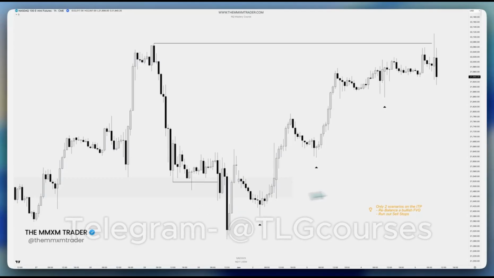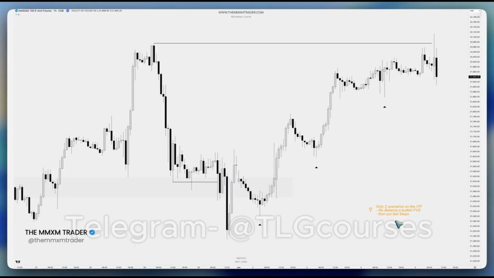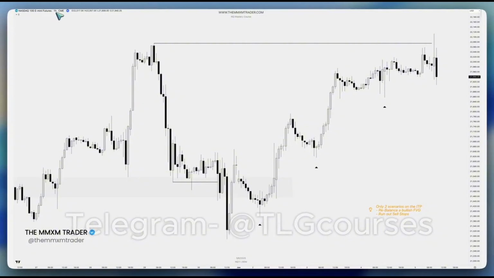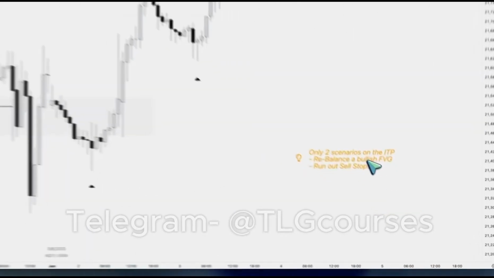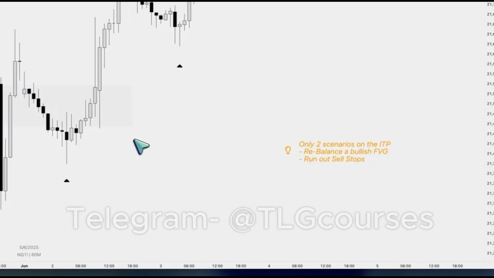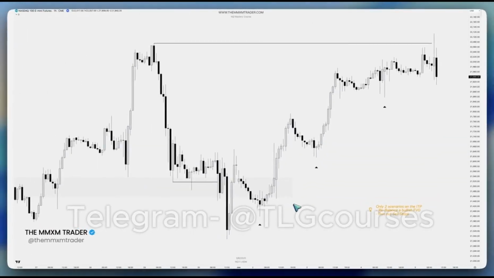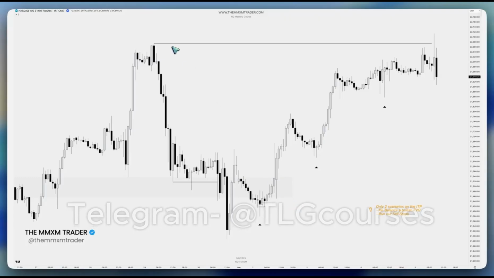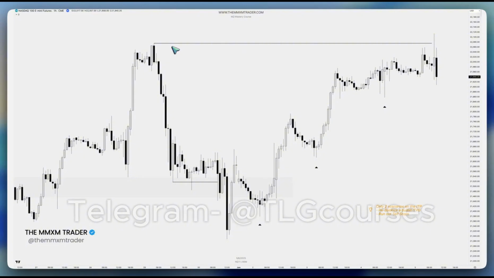Okay, so only two scenarios to consider on the ITP, and we're on a 1 hour chart here, okay? It's either going to rebalance a bullish fair value gap, okay? Or run out sell stops. That's it, guys. That's literally all it does on an intermediate term perspective to get to that LTP draw. There's nothing else you need to think about. It's always those two in your mind on this time frame, right?